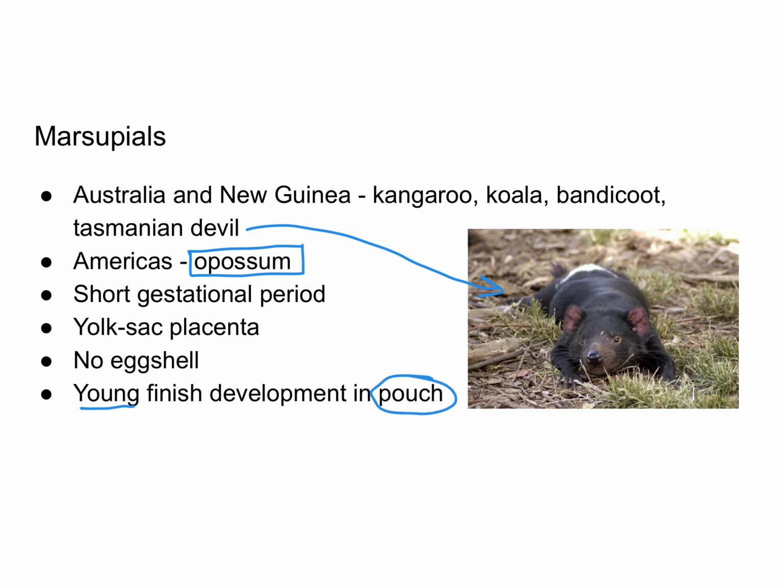When these animals are pregnant, they have a very short gestational period, and so the young are born very undeveloped. They're very small. They actually crawl into the pouch, and then they basically finish fetal development in the pouch. They do have a yolk sac-like placenta, but there's no eggshell. So they're almost like an intermediate between monotremes and placental mammals.